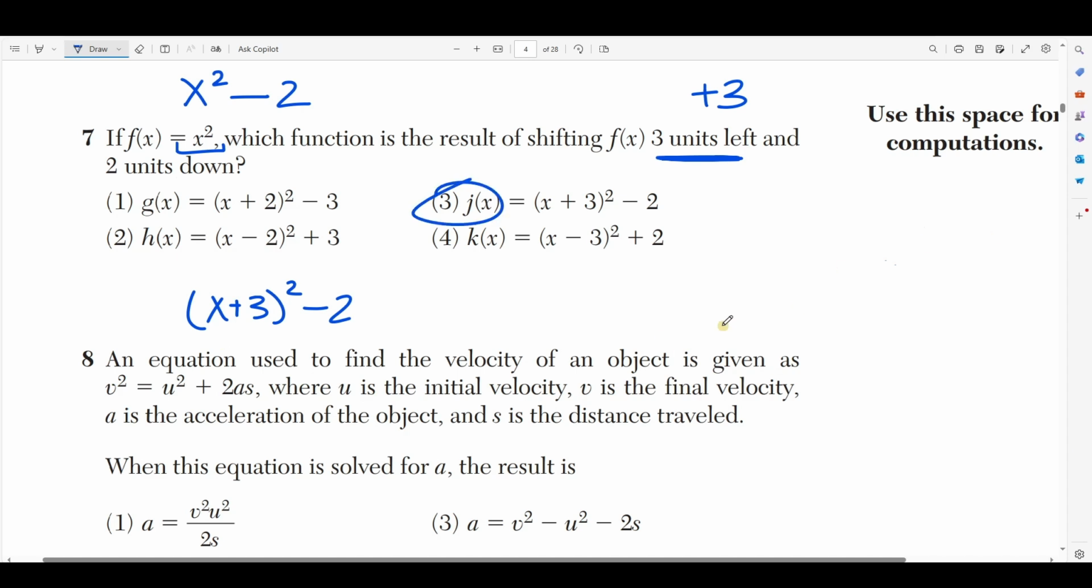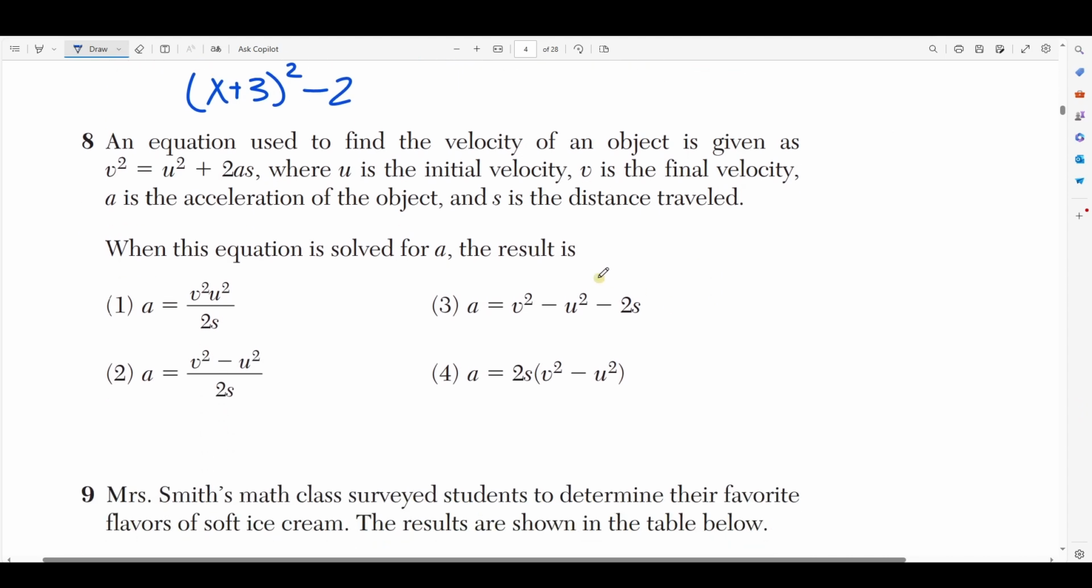Okay. So moving on to number 8, it says that an equation used to find the velocity of an object is given as v squared is equal to u squared plus 2as, where u is the initial velocity, v is the final velocity, a is the acceleration of the object, and s is the distance traveled. When this equation is solved for a, the result is what? Right, so you have the function v squared is equal to u squared plus 2as.